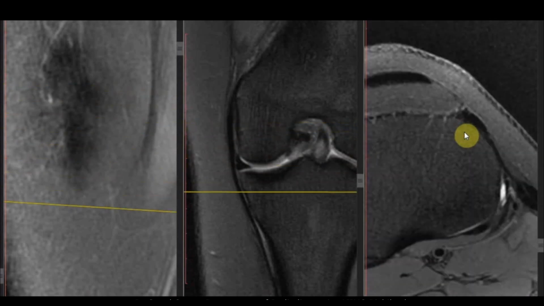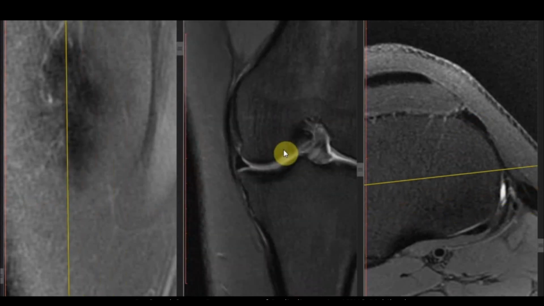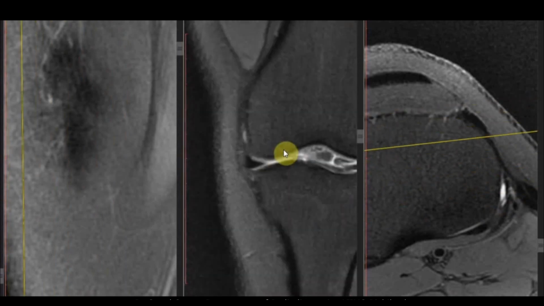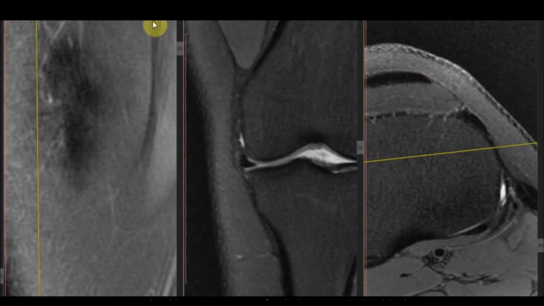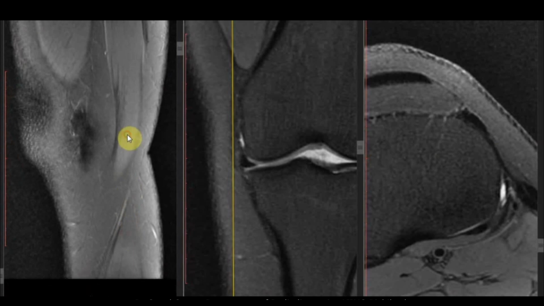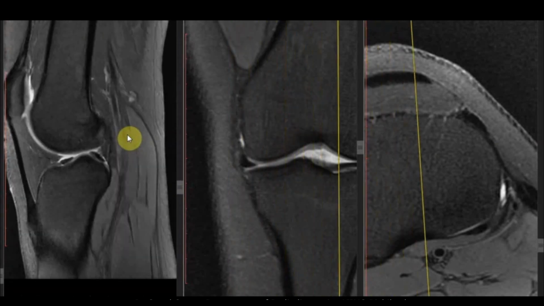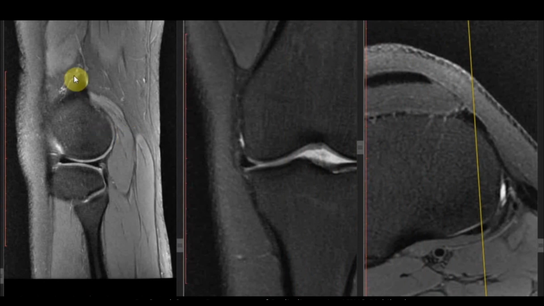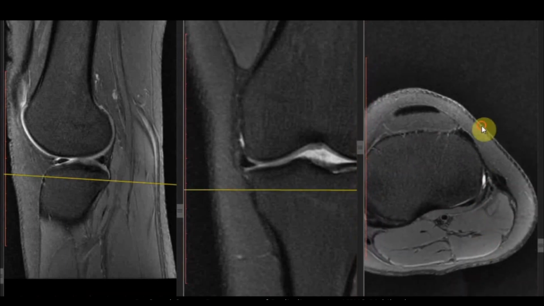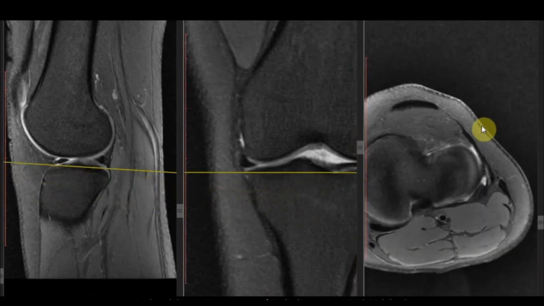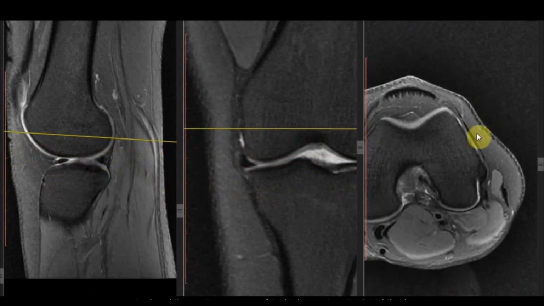Then this is the insertion point of the iliotibial band. We can see that in coronal plane. It is not very nicely seen here, but we can see that in sagittal plane also. Yeah. So here this is iliotibial band which is inserting over the Gerdy's tubercle of tibia. So this is an important structure on the lateral side. So this is iliotibial band.